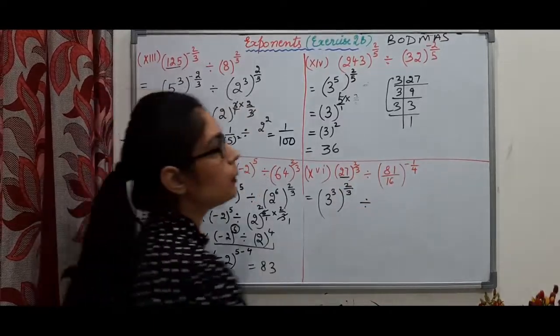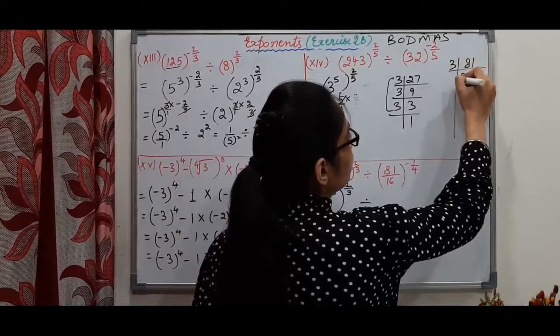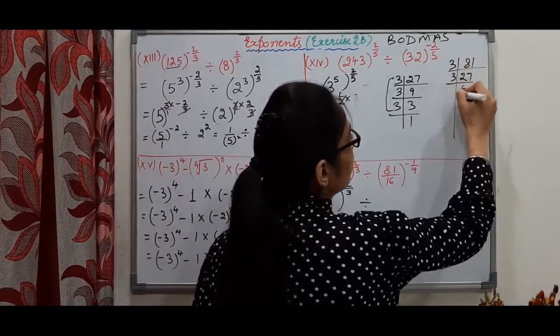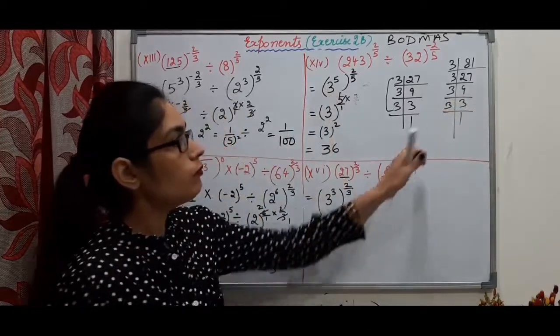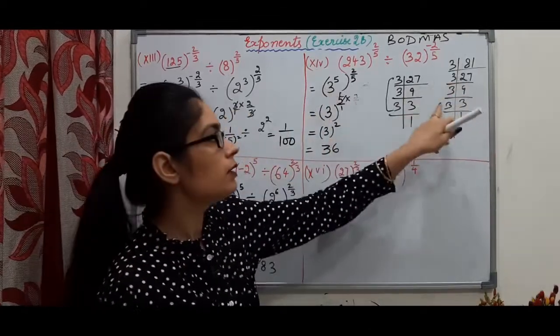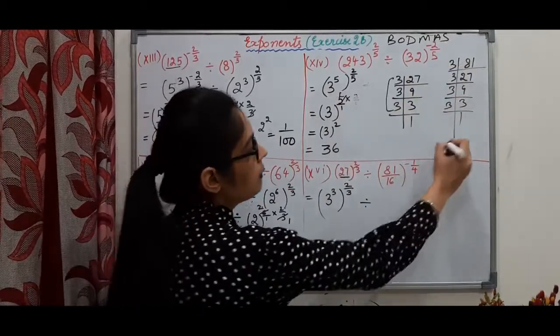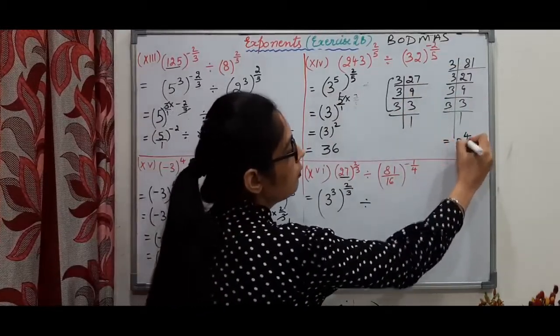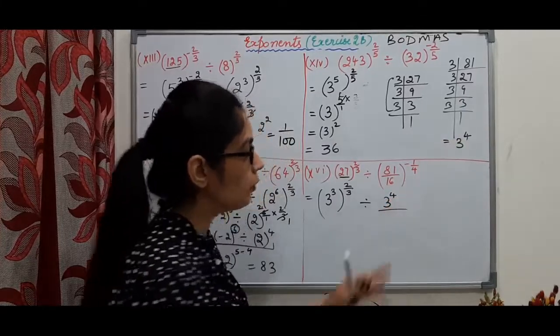81, again it's a multiple of 3. 81, 3 into 27, 3 into 9, 3 into 3, 3 into 1. So when we multiply 3 four times, 3 into 3 into 3 into 3, we are getting 81. So that means 81 is equal to 3 to the power 4. So in place of 81 I will write 3 to the power 4.